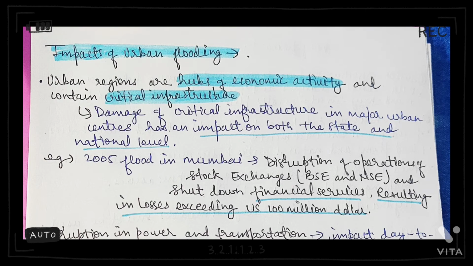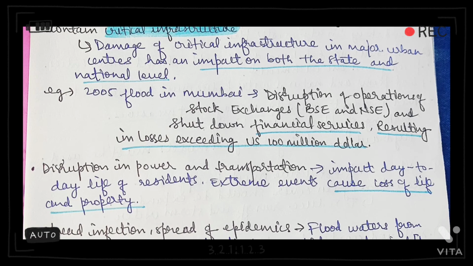And here are the impacts of urban flooding. Urban regions are hubs of economic activities and contain critical infrastructure. Damage to critical infrastructure in major urban centers has an impact at both the state and national level. Here's an example. In the 2005 flood in Mumbai, operations of the stock exchanges, that is BSE and NSE, were disrupted and financial services shut down, resulting in losses exceeding 100 million US dollars.